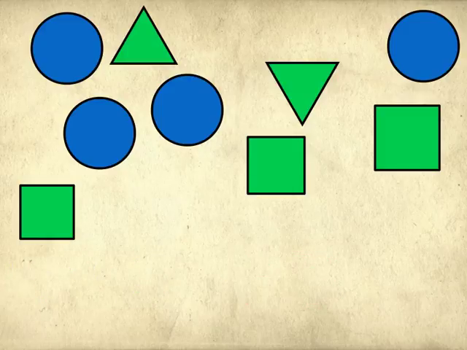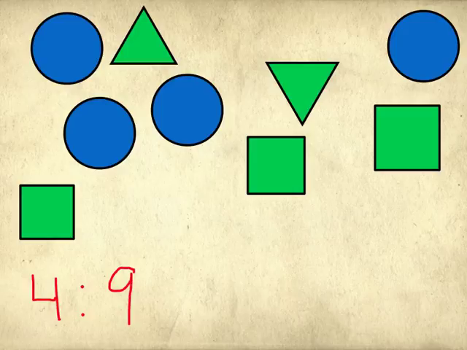I can also do ratio of parts to whole. So for example, I could say, what is the ratio of circles to shapes? Then I would say, how many circles are there? Well, there are 1, 2, 3, 4 circles. To total shapes, how many total shapes are there? 1, 2, 3, 4, 5, 6, 7, 8, 9.